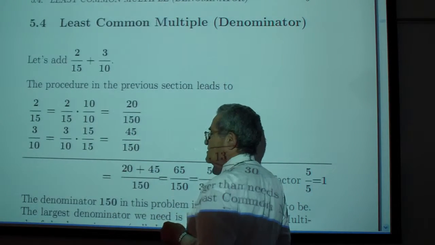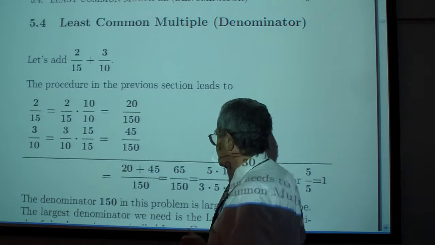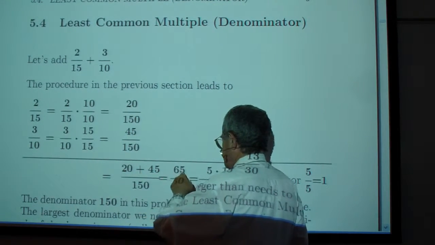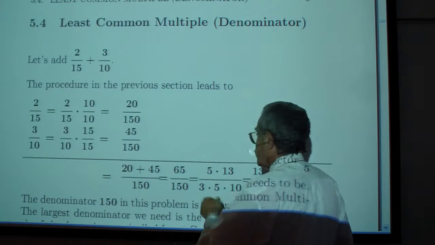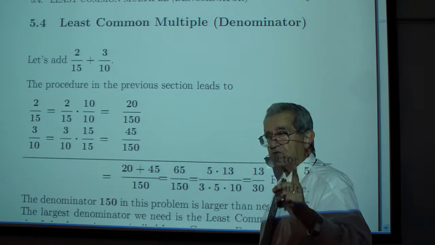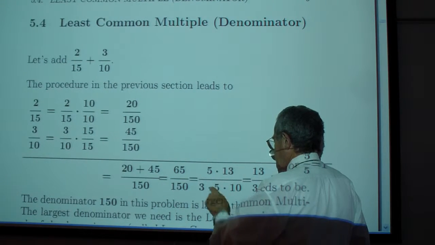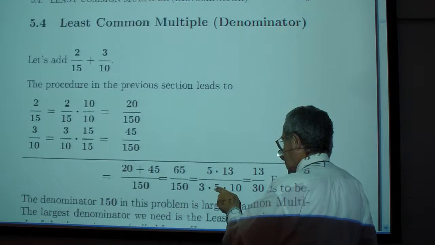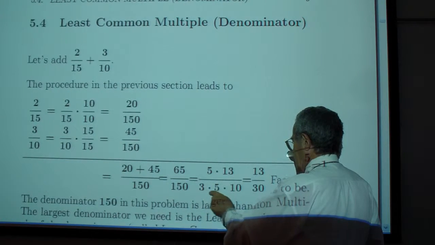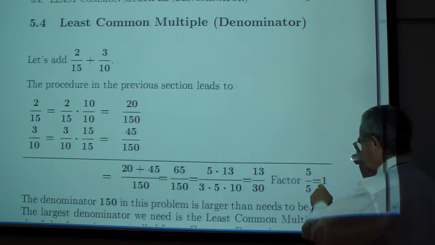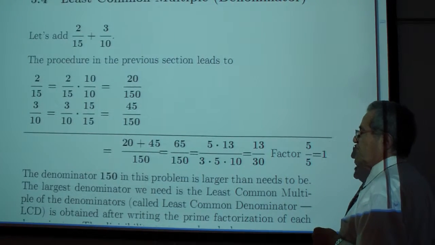Having the same denominator, I now have bananas. I have 20 bananas plus 45 bananas, which is 65 bananas. Can I reduce? Always try to reduce fractions. That's 5 times 13. That's 3 times 5 times 10. 5 over 5 is 1. I'm left with 13 over 3 times 10, or 30. So we factored out 5 over 5, which was 1.